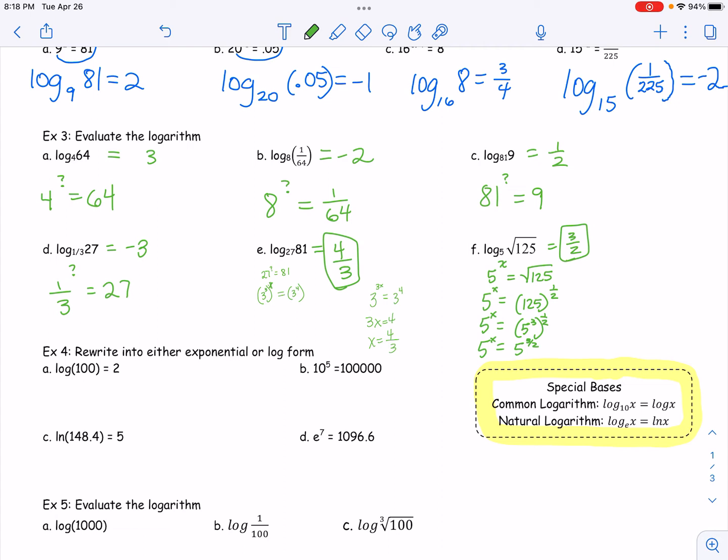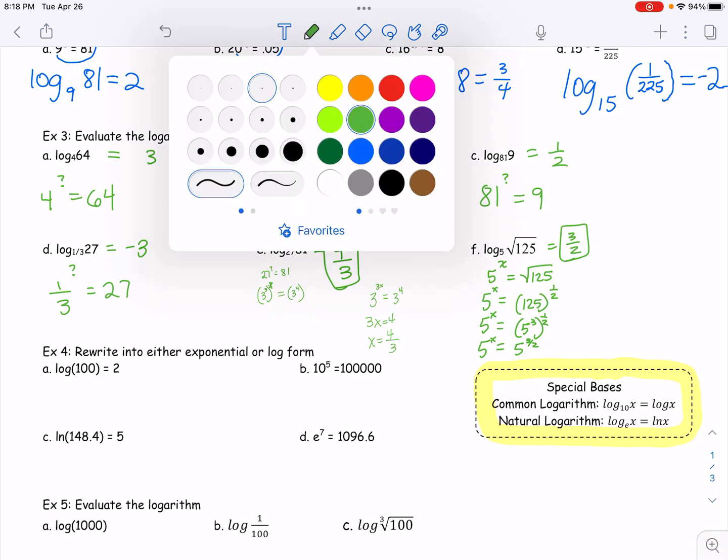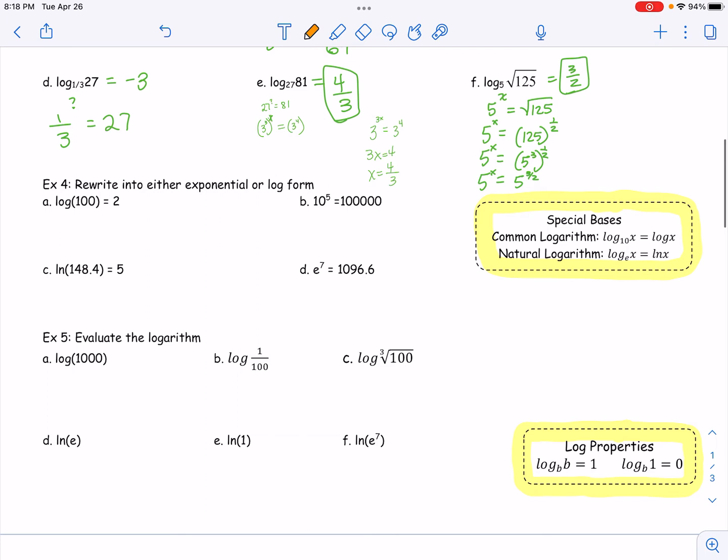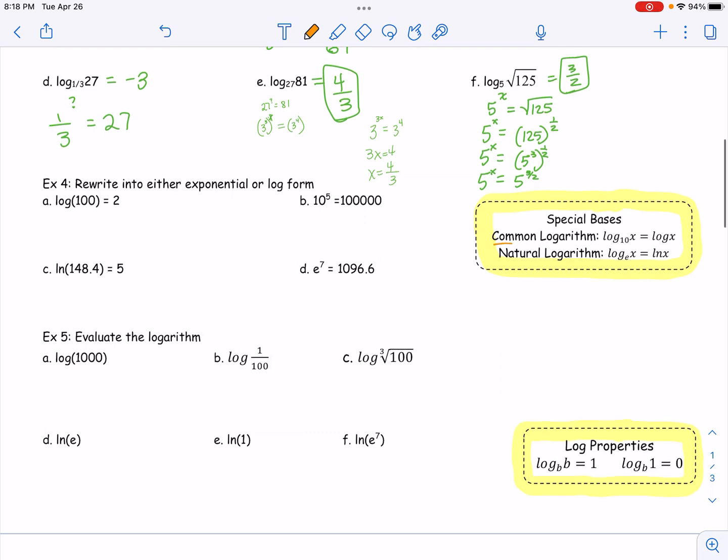Rewriting into either exponential or log form. So when you see something like example 4, part A, notice that there's no base visible. I just see log, and then the argument is 100, and that equals 2. What's the base? When we don't see a base written with log, the base is always 10. That's called the common logarithm. That's in the special bases right here. The common logarithm, if we don't see an actual numerical base there, it's always a base of 10.